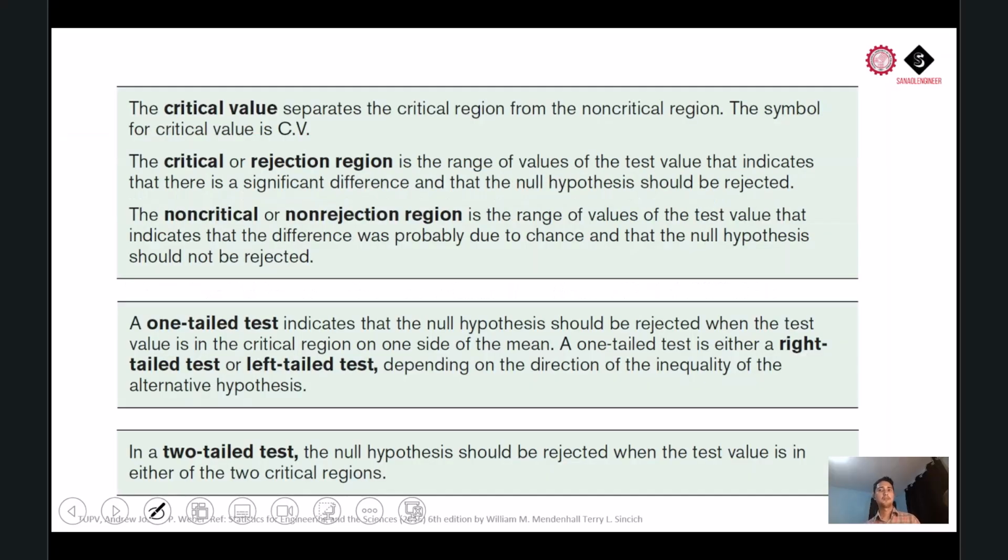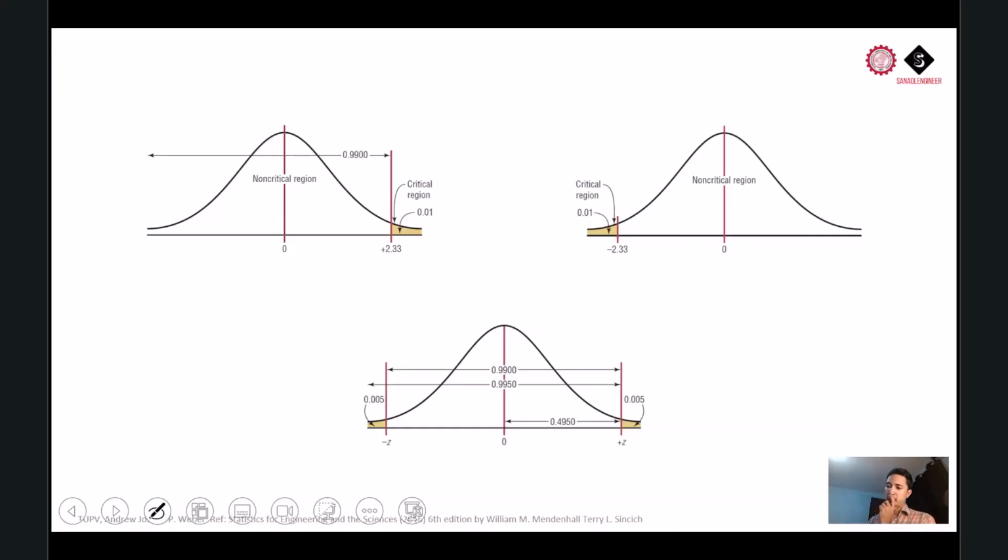Okay, so let's continue. Some terms: critical value, critical or rejection region, non-critical or non-rejection region, one tail test, right tail test, or two tail test. I think it's better just to show these terms in the drawing. So we have three cases. It's either two-tailed, right-tailed, or left-tailed. And we have two regions, the non-critical region and the critical region.